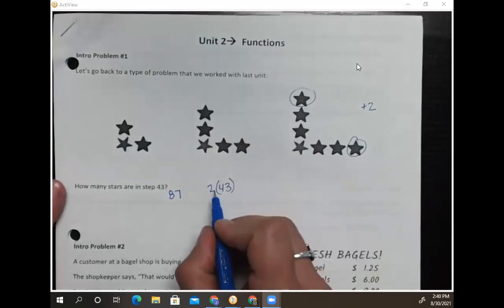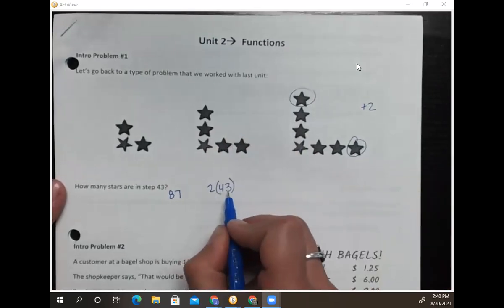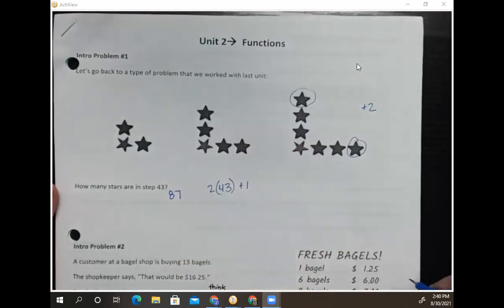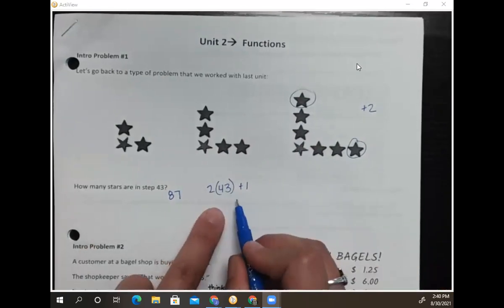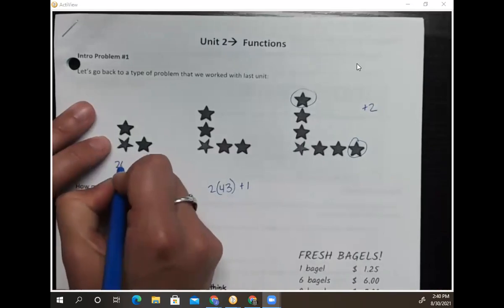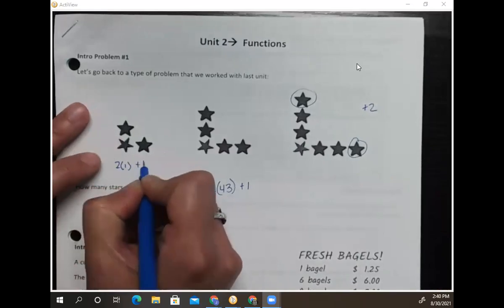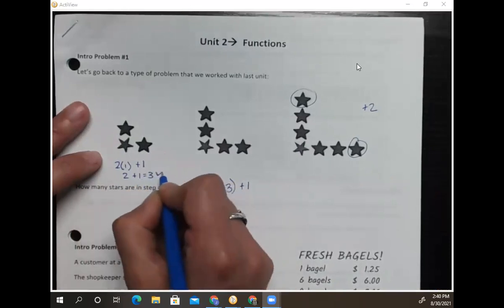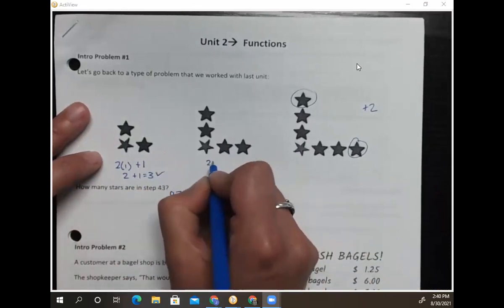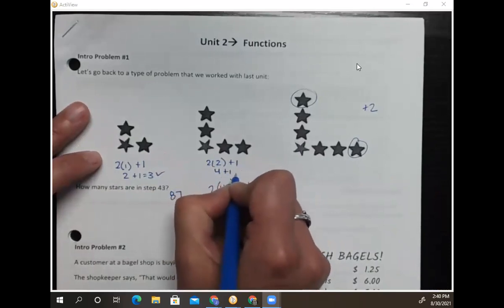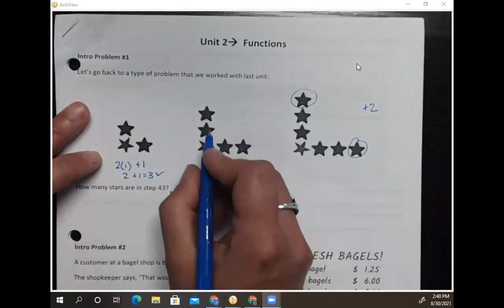Okay, so you said we add 2 new stars every step. So after 43 steps, I'm going to add 2 stars for every step. And then you said I started with 1. Okay, so to make sure this works, I want to double check it with a couple of our others. So this would be 2 times, this is our first step plus 1. 2 times 1 is 2, plus 1 would give us 3. That looks good. If I check it here, 2 times, this is our second step plus 1. That would be 4 plus 1, which is 5. And that's what I have here.